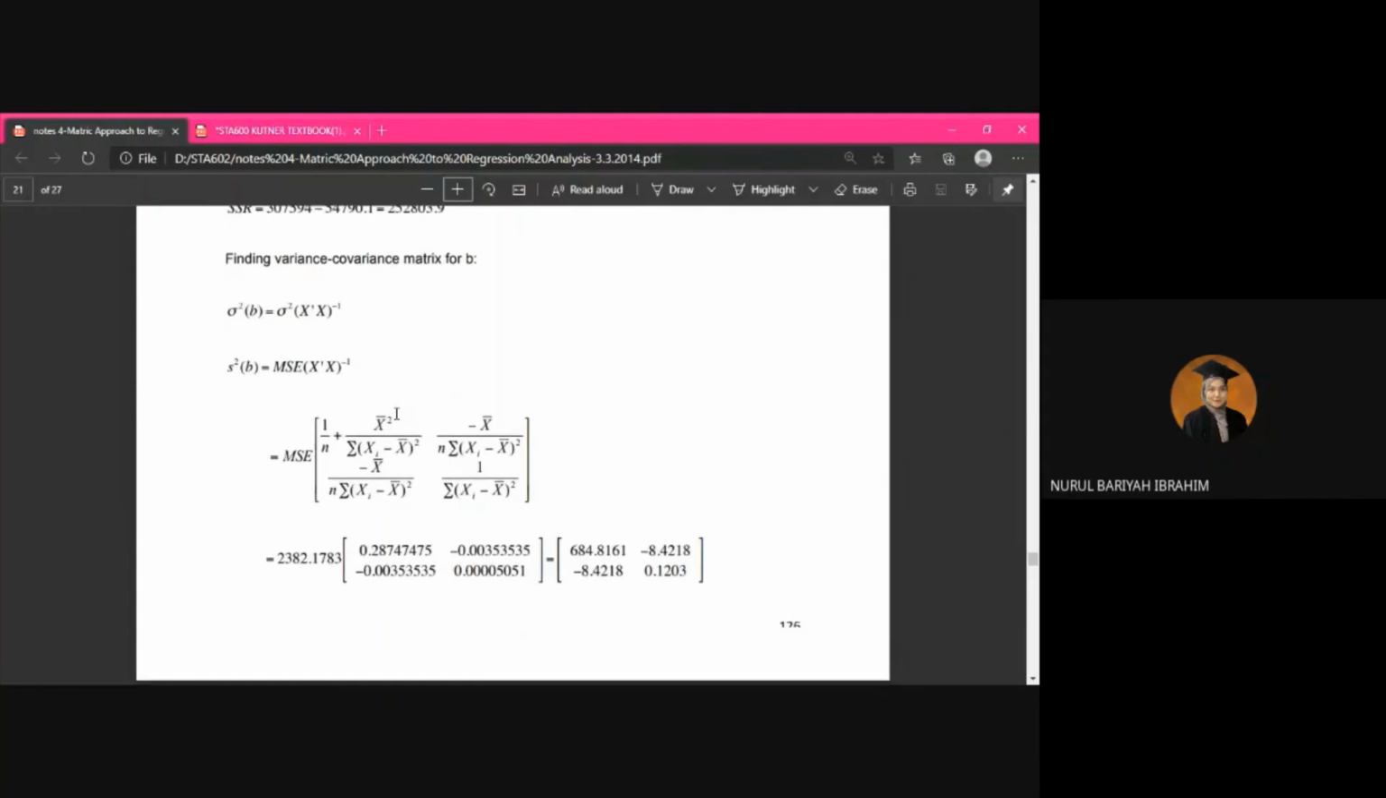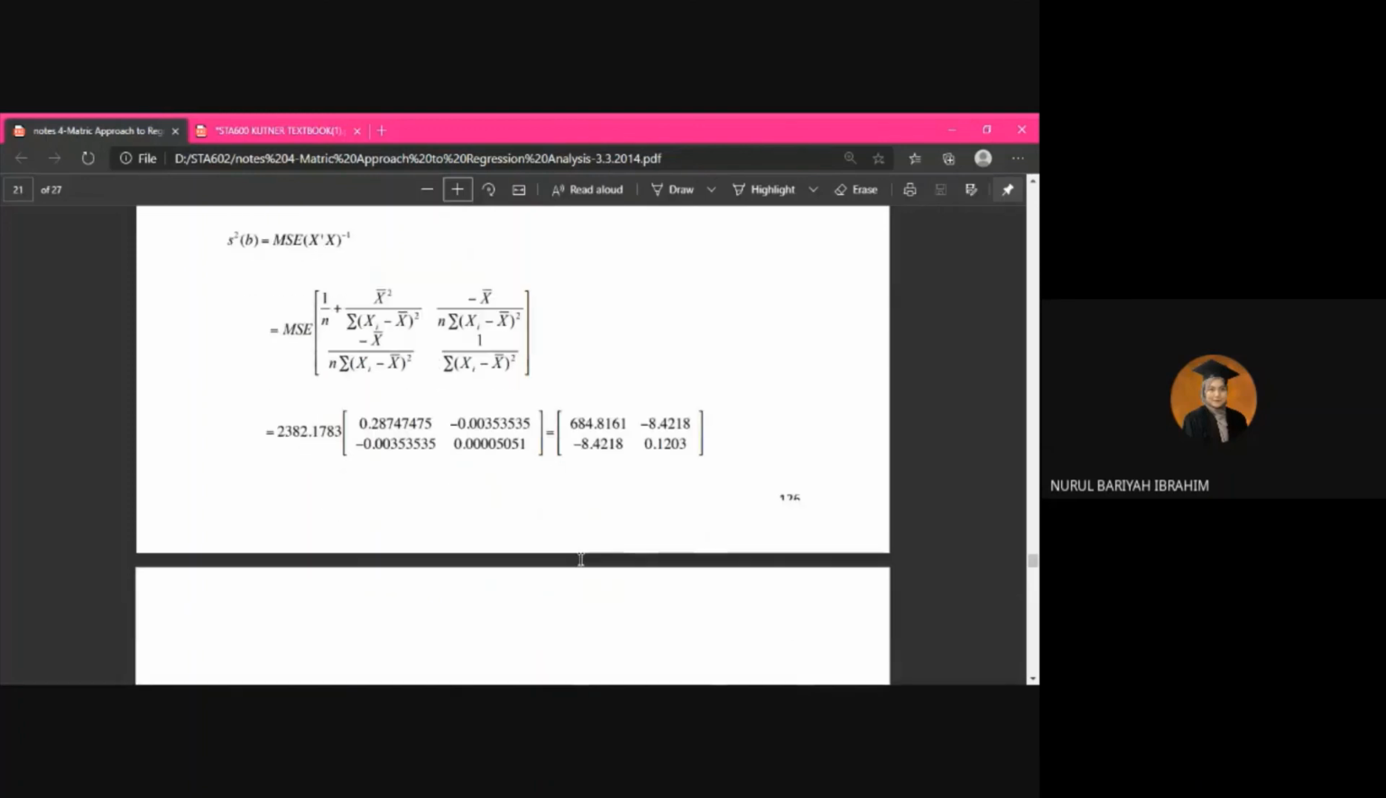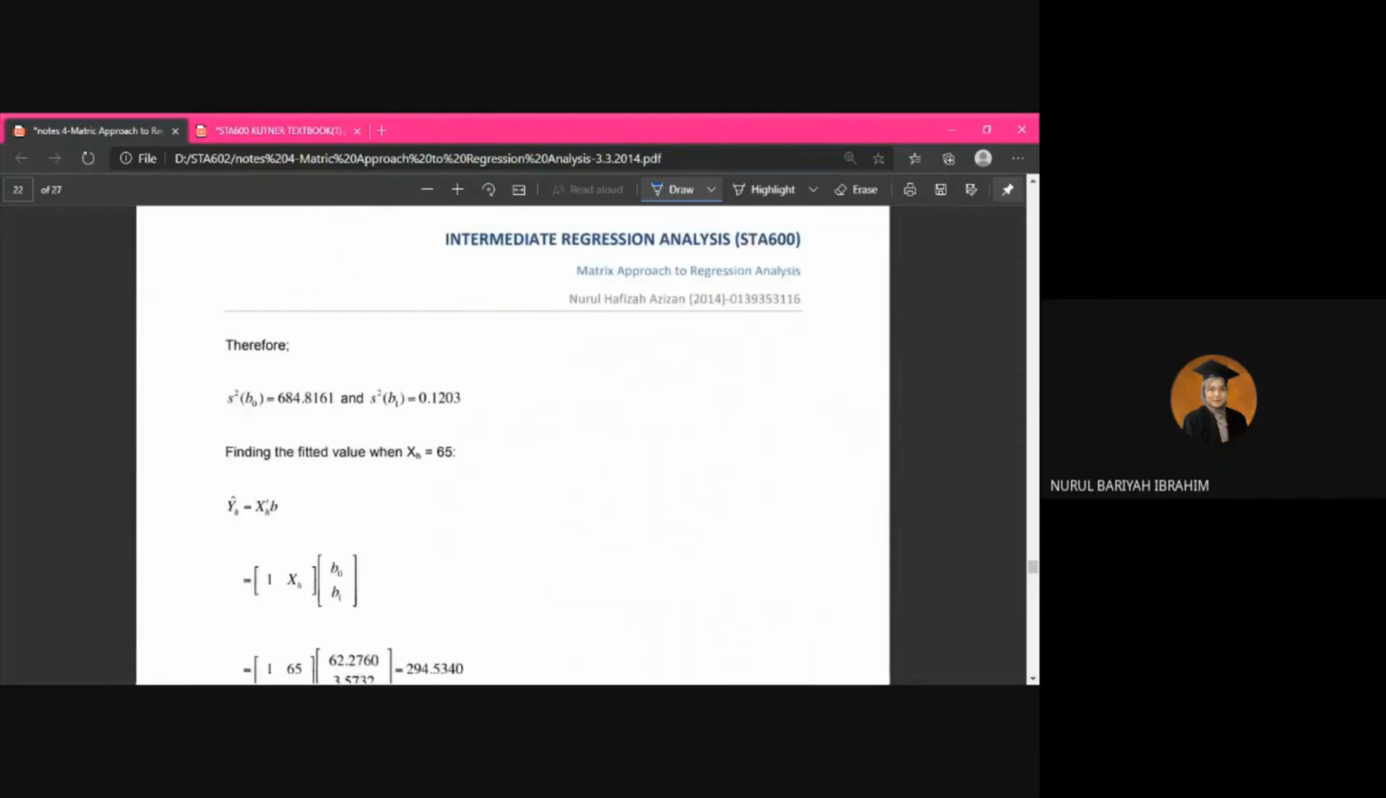Okay, and then if we need to calculate the variance covariance matrix for beta, it is MSE multiplied by X transpose X inverse, using this formula. So replace here, and then you will get this value. What you will use here are these two values. This is the variance for beta naught, this is the variance for beta 1. We need these two values to find the confidence interval later.